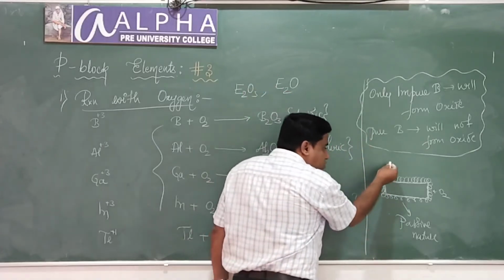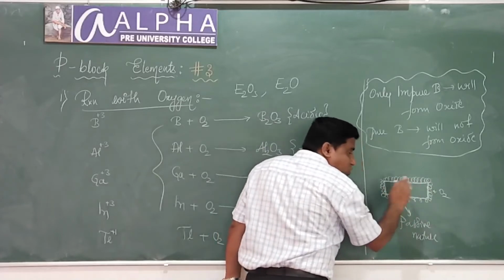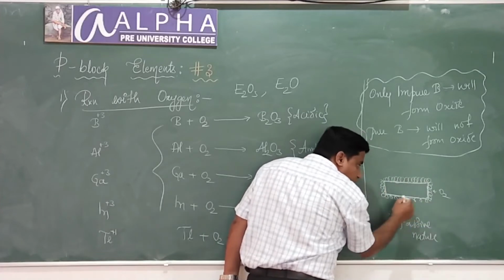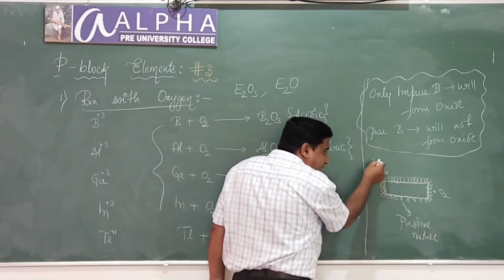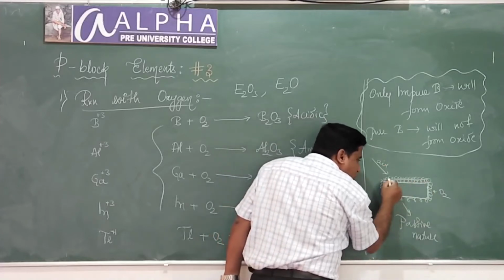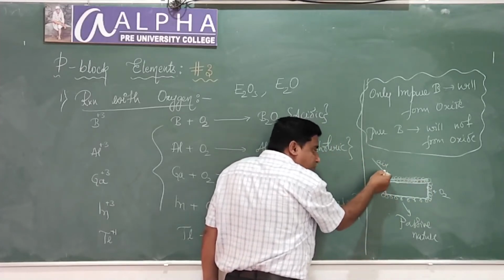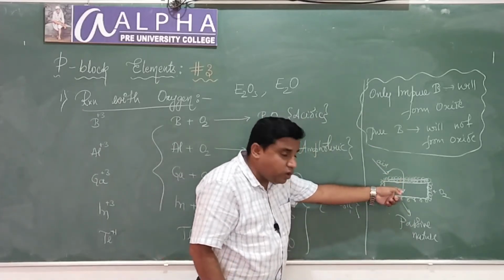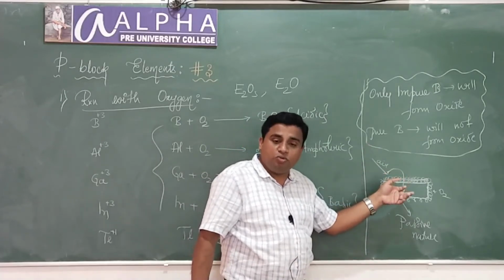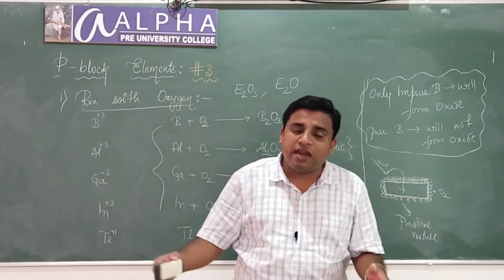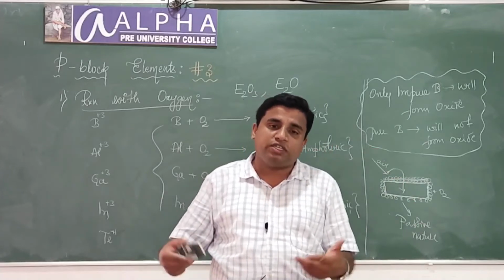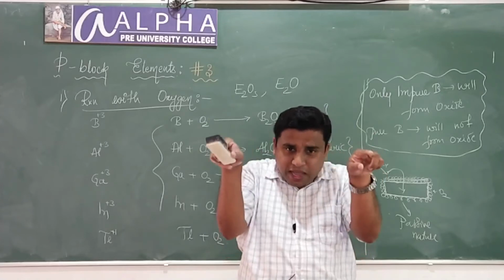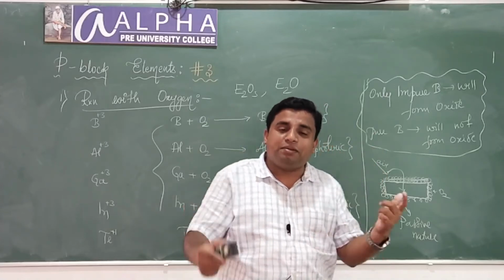Why does the aluminium not react further? Because this layer of aluminium oxide will not allow the air to penetrate into aluminium. When air cannot reach aluminium, aluminium will not get oxygen. When aluminium doesn't get oxygen, it will not get oxidized to aluminium oxide, isn't it? That means once the layer of aluminium oxide is formed around aluminium metal, aluminium becomes passive.